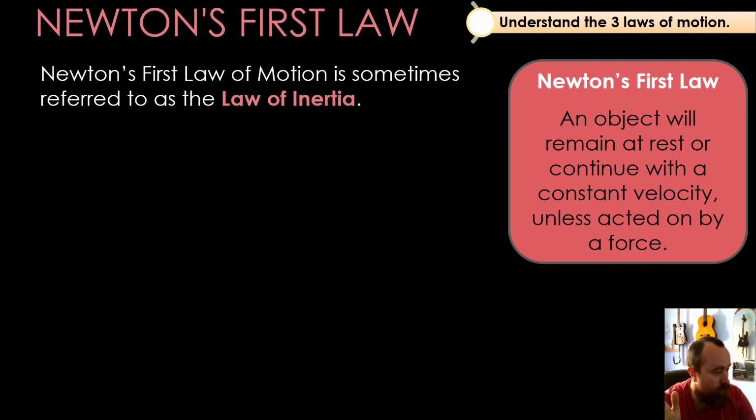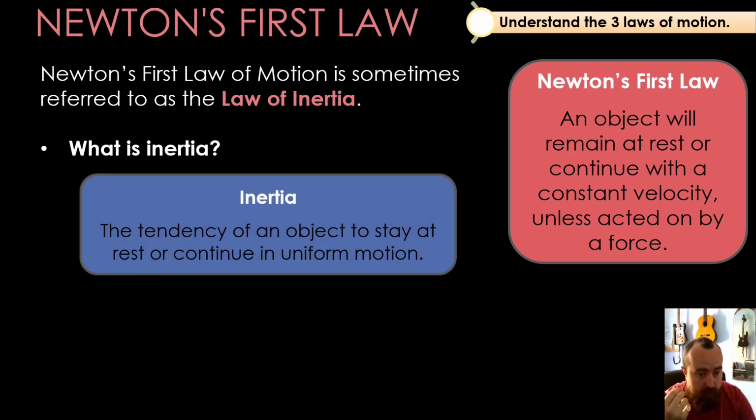So we sometimes call Newton's first law the law of inertia. So what is inertia? It may not be a word that you've heard before. What is inertia? Well, the technical definition is the tendency of an object to stay at rest or continue in uniform motion, which is pretty incomprehensible. So let's see if we can work out what that sentence itself actually means.